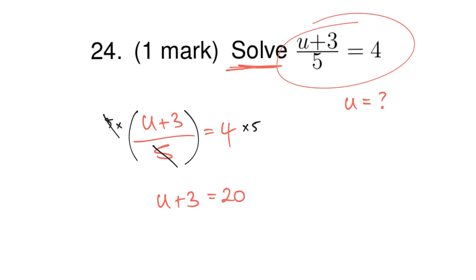Last step, I want to get u on its own, so I want to get rid of this plus 3. The opposite of plus 3 is take away 3, do the same to both sides. They cancel out now, that 0 pair. And my left-hand side is u, my right-hand side is 17. I've solved it. u equals 17.